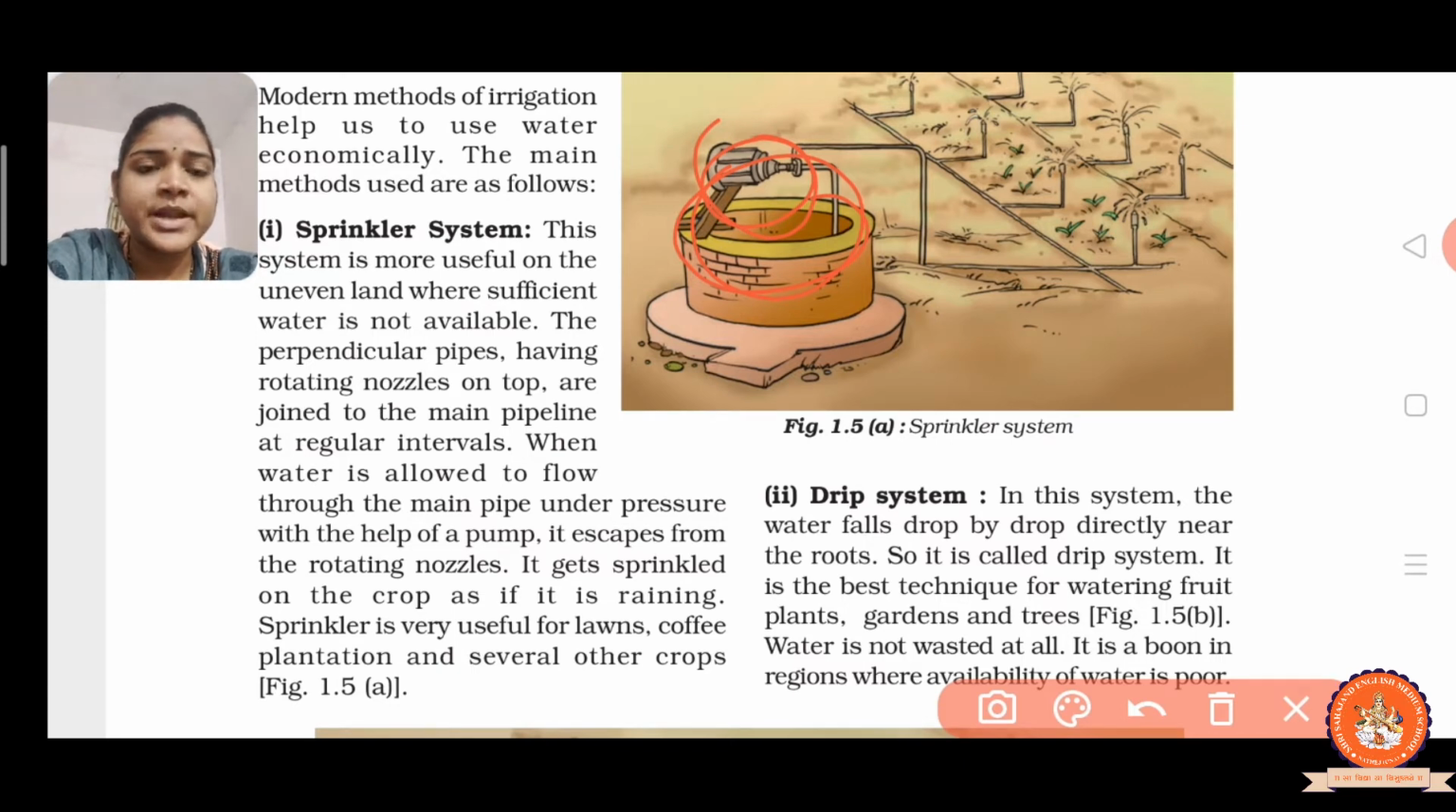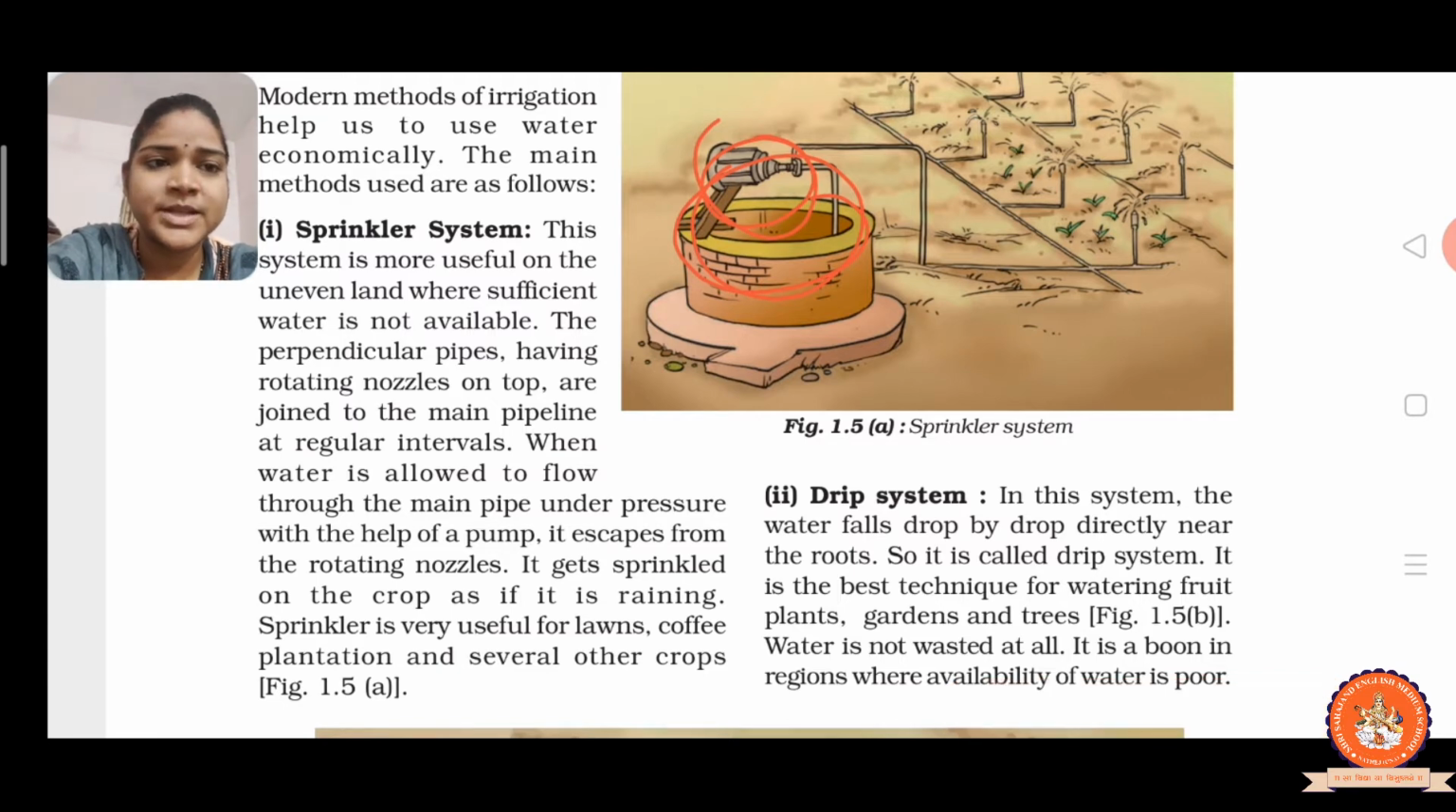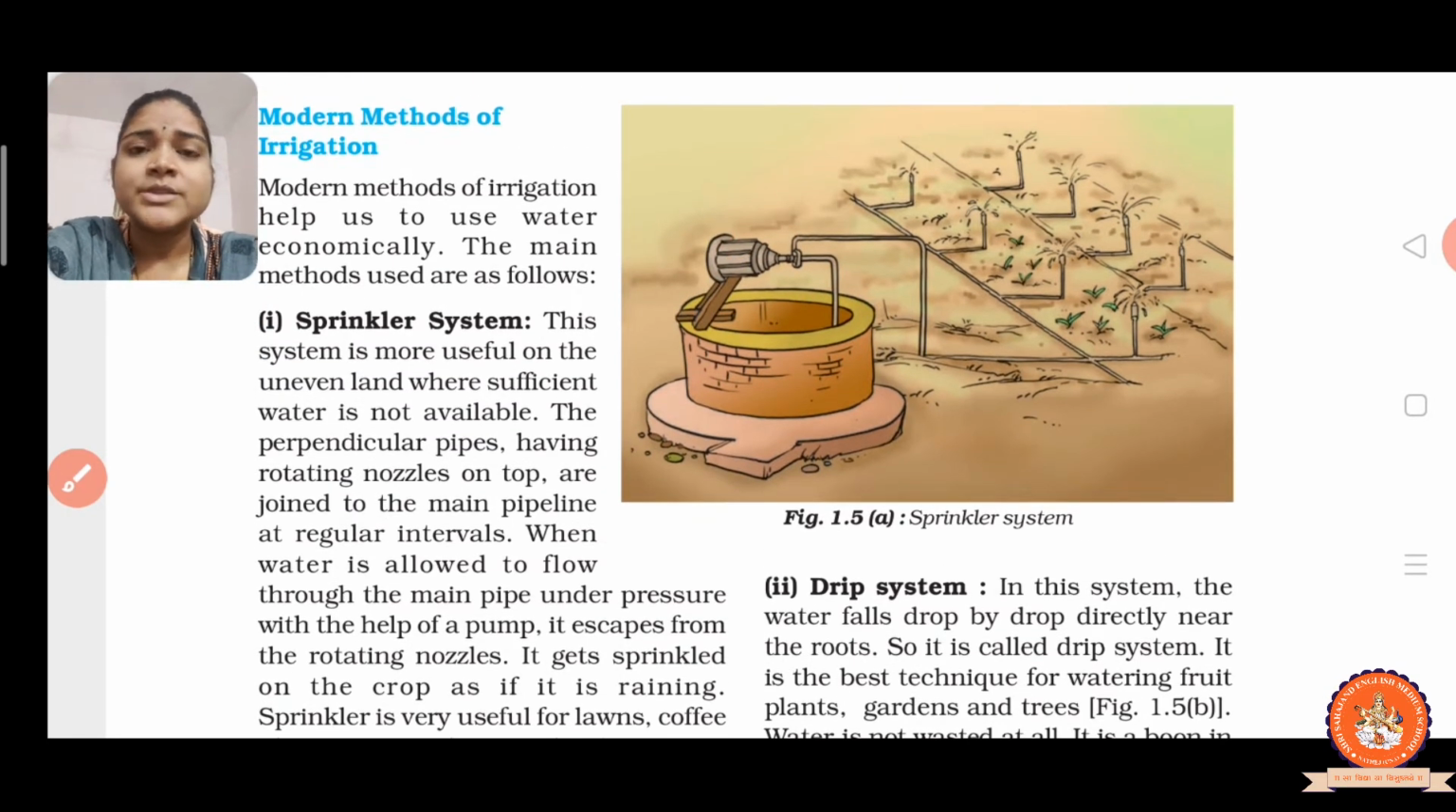Now the sprinkler is very useful for lawns, coffee plantations, and several other crops, right? So where is this system more useful? It is useful on uneven land where insufficient water is available, right?